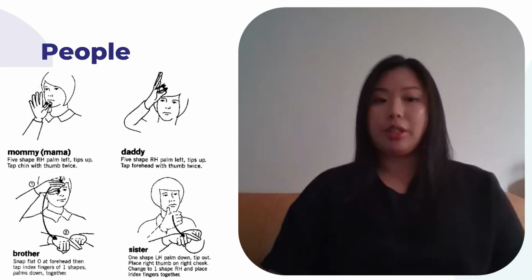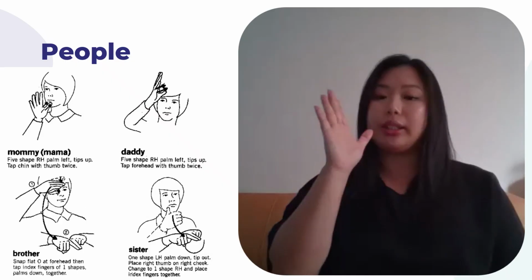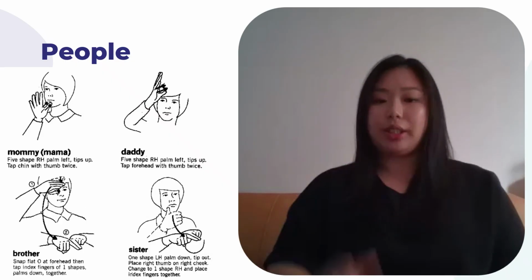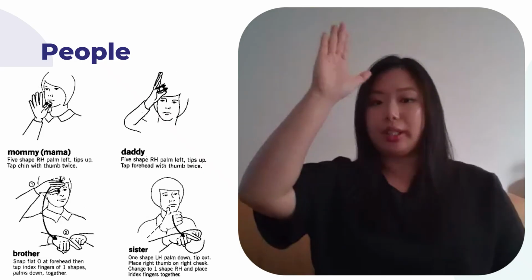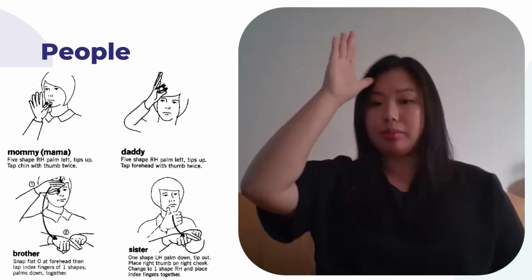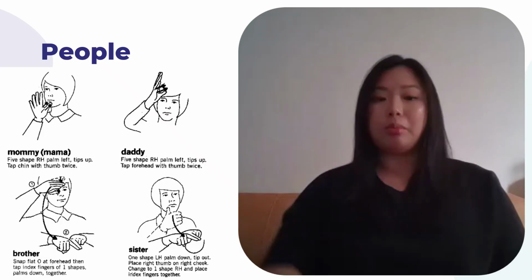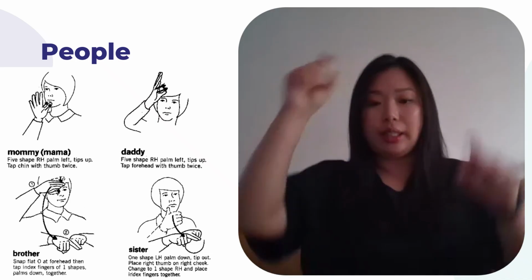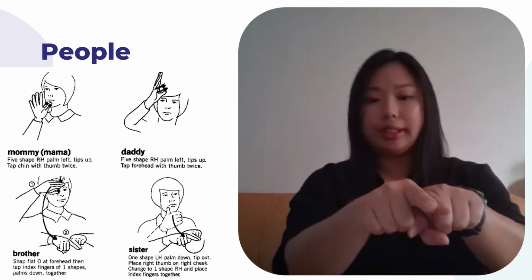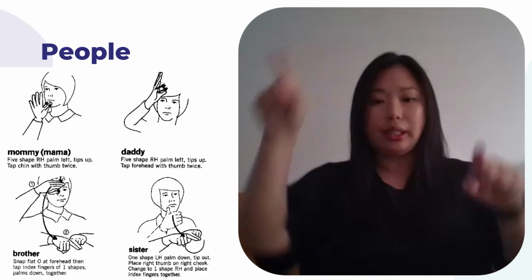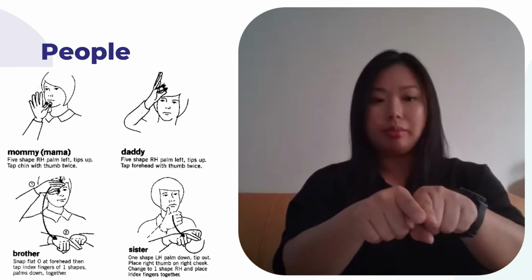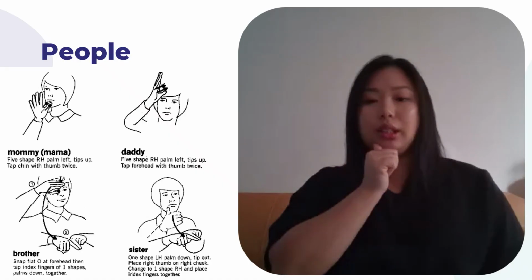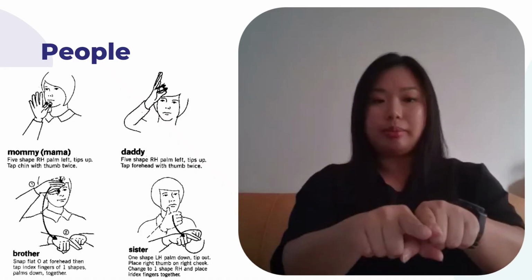Mommy or mama, you take your thumb and you tap your chin twice. Mama. For daddy, you take the same shape and you tap your forehead twice. Daddy. Brother, you make the sign for boy, and then this is the sign for same. So it's the boy in the same family. Sister, you make the sign for girl in the same family.